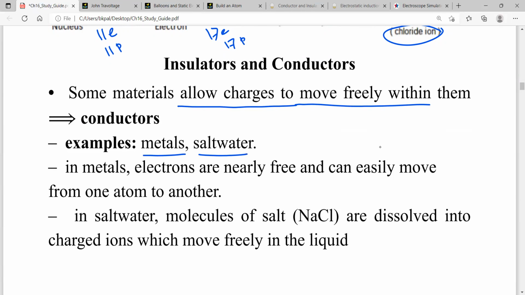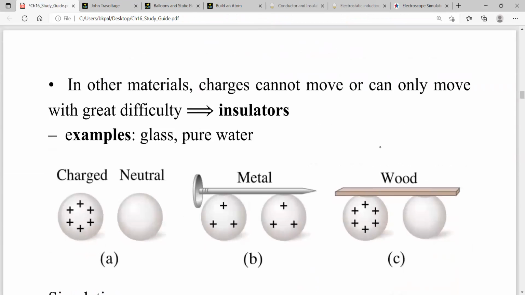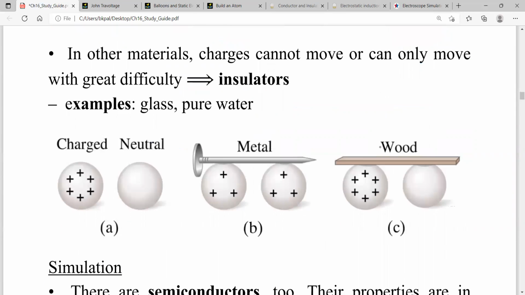So what happens in metals? In metals, electrons are nearly free and easily move from one atom to another, and the same thing happens in salt water. In salt water, it's not just the electrons, it's basically the ions: positively charged ions and negatively charged ions, and they can freely move in the salt water. And what about the insulator? In an insulator, charges cannot move or can only move with great difficulty.